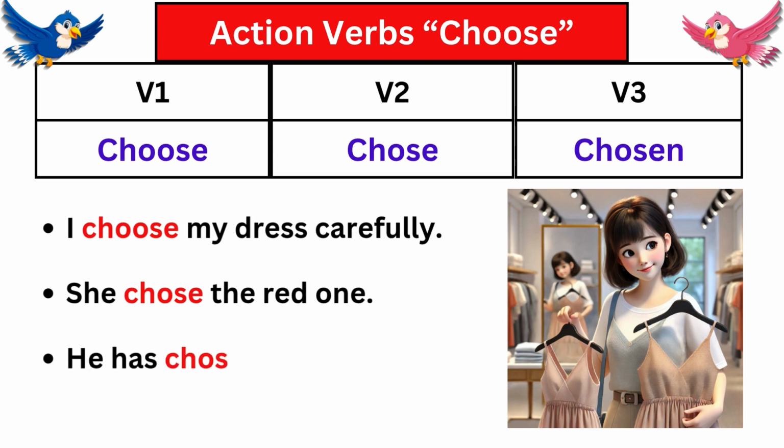V3, past participle: He has chosen the best option. This is used with have or has for the present perfect tense.